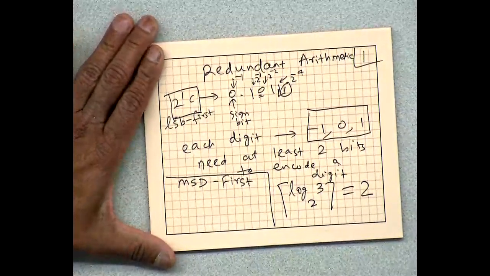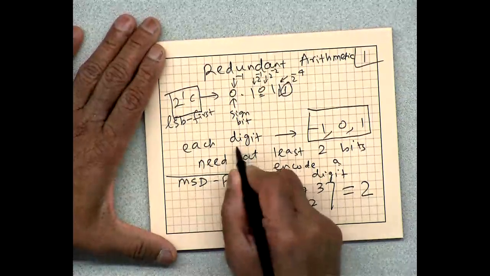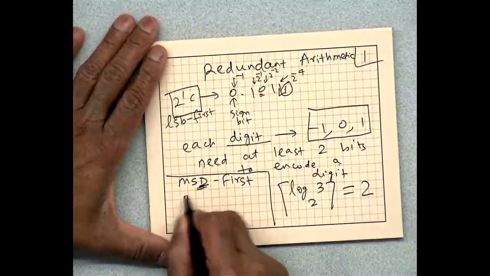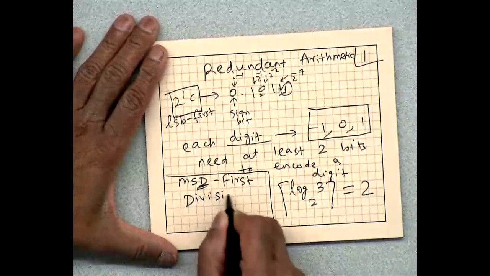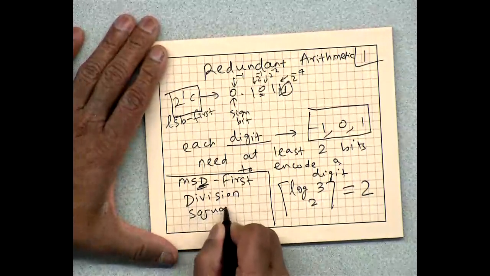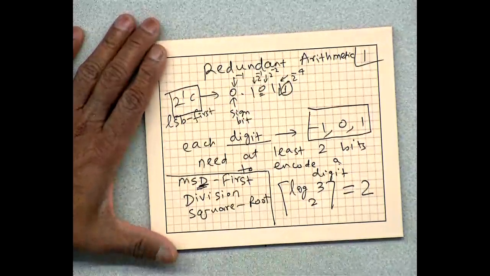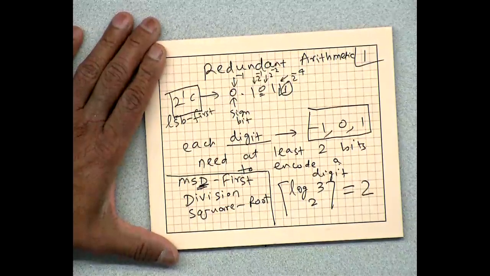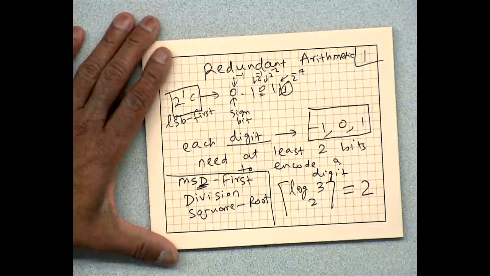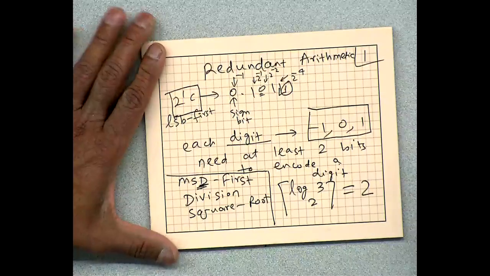Now I don't call this MSB first because each unit is a digit. So to correspond to digit, this can be MSD first. That means this can be ideal in inherently MSD first operations such as division and square root operations. Division and square root operations are inherently most significant digit first. That means using redundant arithmetic can help us compute these things in a natural manner.